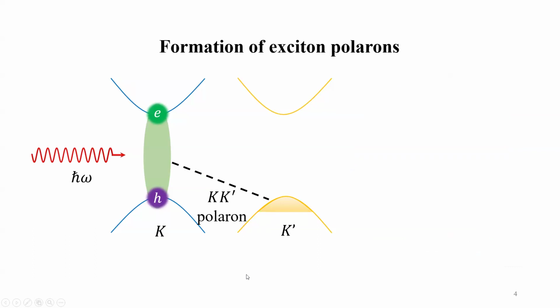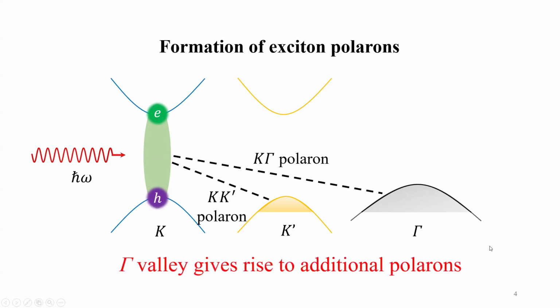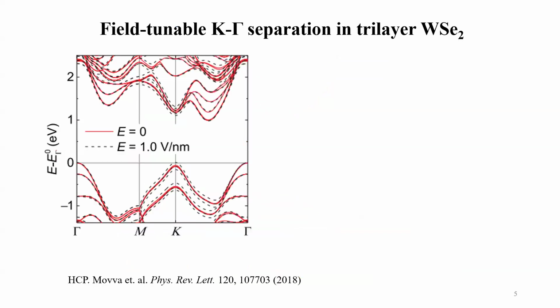Then if we talk about multilayer TMD, on the valence band side, the gamma valley always dominates. If we dope the system, we dope the gamma valley as well. This gamma valley Fermi sea can also interact with the KK exciton to form this K gamma exciton polaron. So it means that the gamma valley can give rise to the additional formation of exciton polarons. Based on this idea, we need to find a platform to study this K gamma exciton polaron, and here we find trilayer WSe2 is a very good platform to study K and gamma valley exciton polarons.